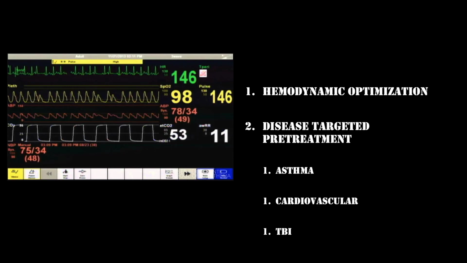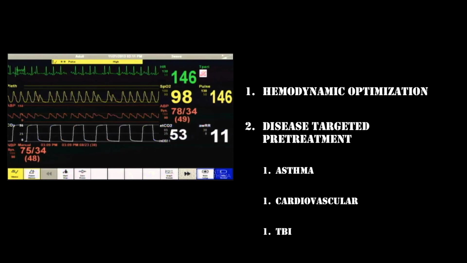Next is hemodynamic optimization and disease-targeted pre-treatment. So what we mean by hemodynamic optimization is trying to bring someone's hemodynamics back to a normalized state prior to proceeding with an induction agent, as they can be quite deleterious in terms of hemodynamics.